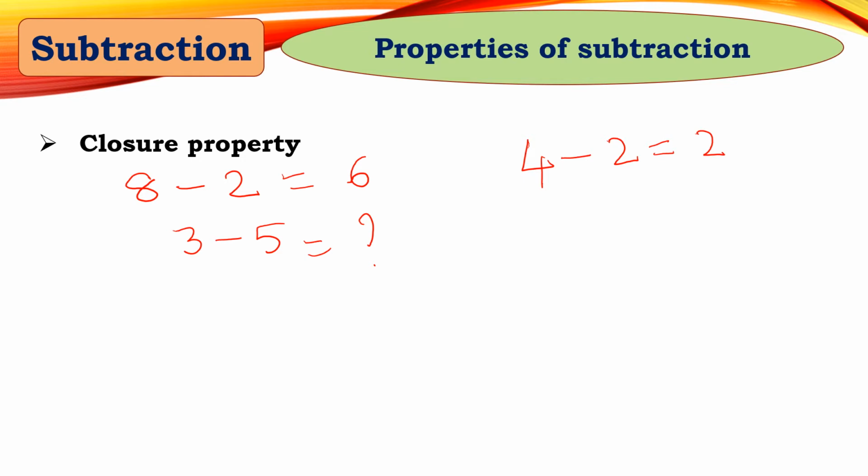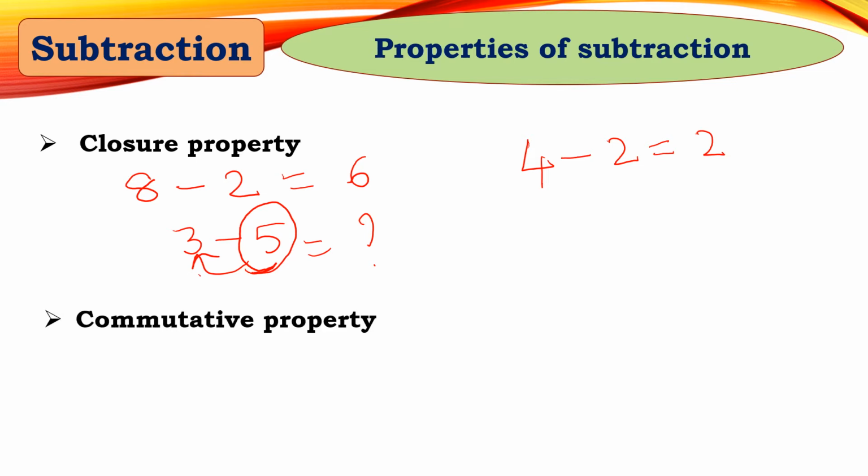The difference is not a whole number when the subtrahend is larger than the minuend. Can you see the subtrahend, which is 5? It is bigger than 3. When the subtrahend is greater than the minuend, you will not get a whole number. So you can say that whole numbers are not closed with regard to subtraction.